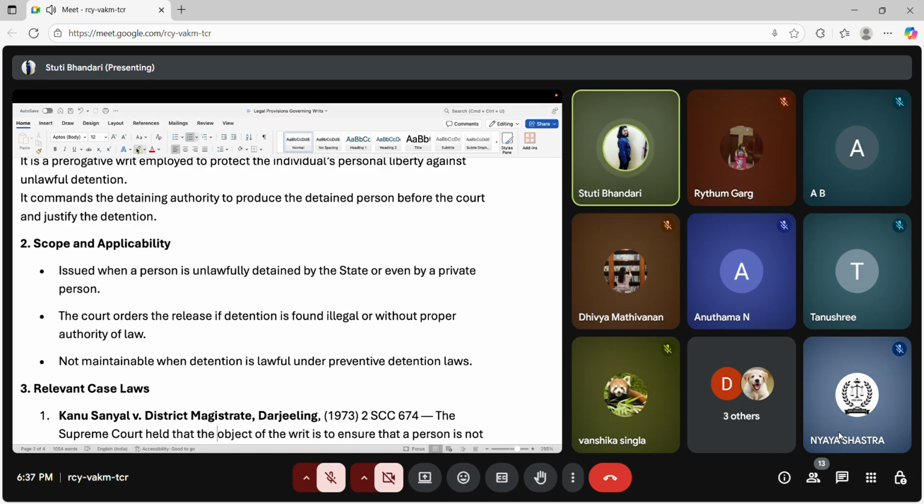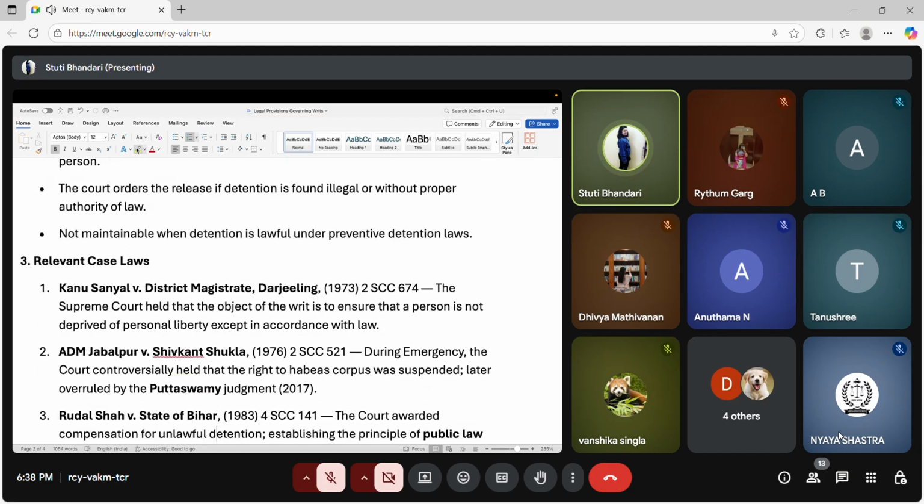Again, the petition is not maintainable when the detention is lawful, for example under the preventive detention laws. So your Article 22, you might have studied in the Constitution, talks about preventive detention and all sorts of detentions. If they are legally detained under some law, then habeas corpus cannot be entertained. But if the illegal detention is prima facie seen on the face of it, then the court will entertain it, look into the merits, and if they find that illegal detention has occurred, then they can order the release of that person.